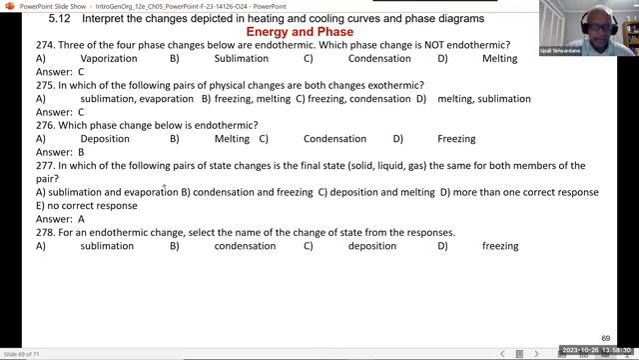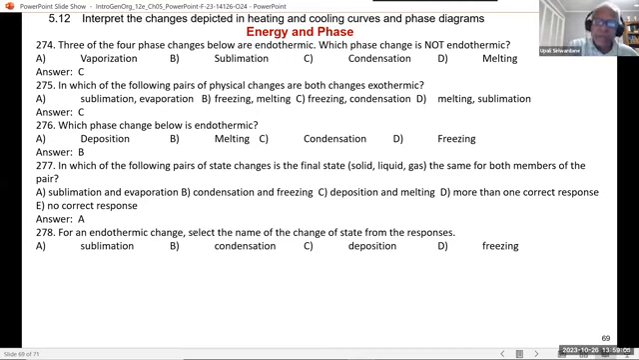For an endothermic change, select the name of the change of state from the response. Endothermic change. Sublimation requires energy, therefore it's endothermic. Condensation is exothermic. Deposition is exothermic. Freezing is exothermic.